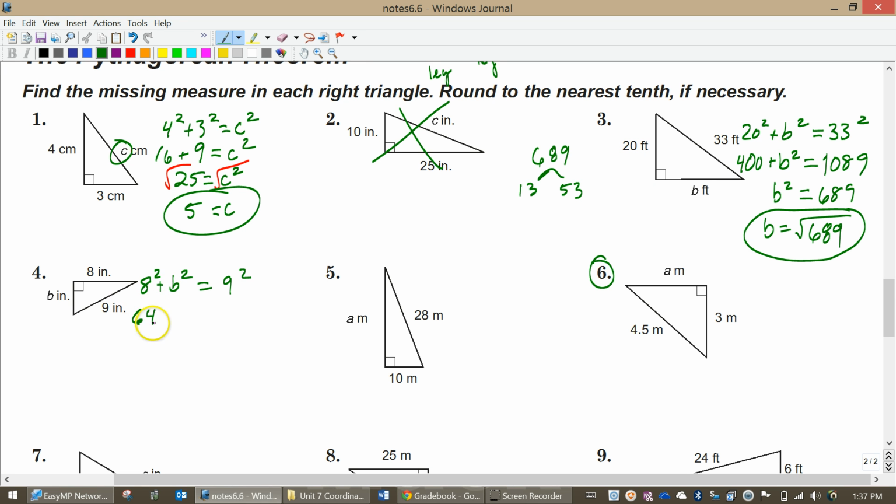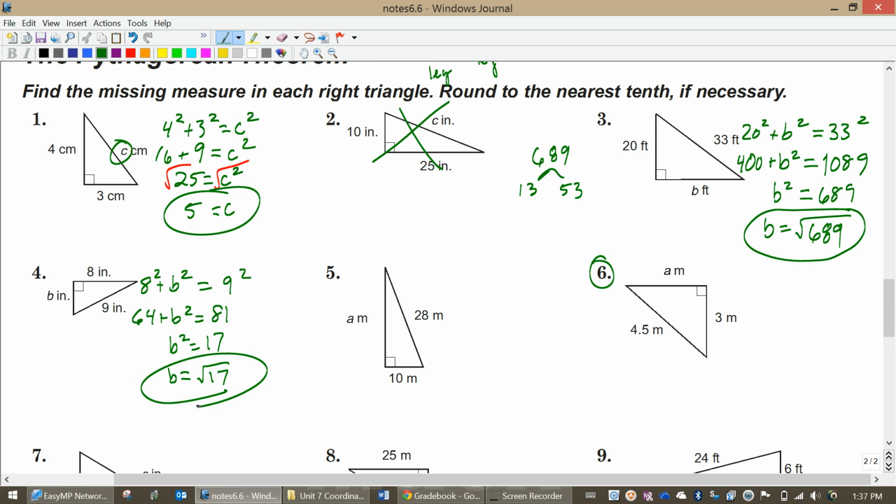So 64 plus b squared equals 81, right? Minus 64. B squared is 17. Square root both sides. You get b equals square root 17. 17 is a prime number, so that's done.